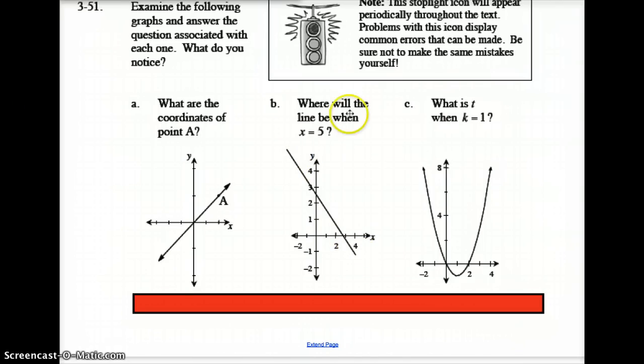So my solution now would be, where will the line be when x equals 5? Well, x never does equal 5. So my thought would be there would be no solution to that because there's no arrow. Had there been arrows on the end, then I would agree with myself from two years ago that y would have been about negative 2. All right, moving on to the last one. What is t when k equals 1?